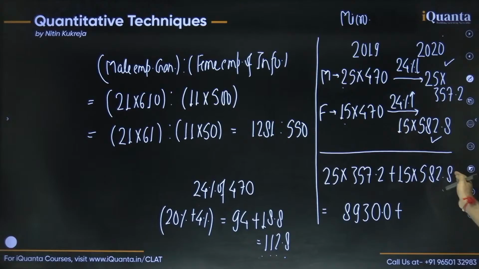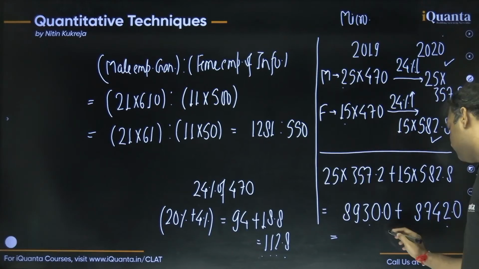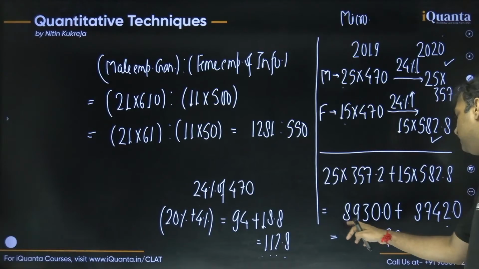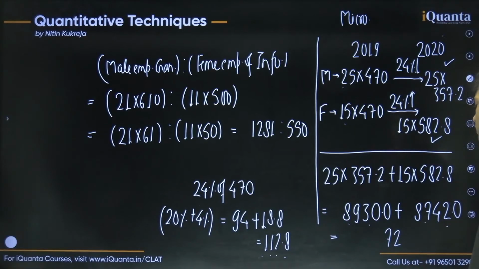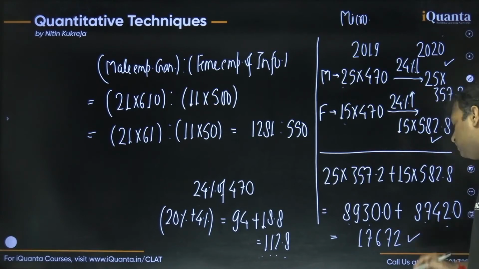Now about female, 15 to this, 15 8s is 120, the carry is 12, 15 2s is 30, plus 12 is 42, the carry is 4. Again 120 plus 4 is 124, carry is 12, 75 plus 12 is 87, right? So 8742. Now that gives us how much? See guys, 30 plus 42 is 72, okay? 89 plus 87, or 88 2s is 176. So this is being 17672 in the end, right?